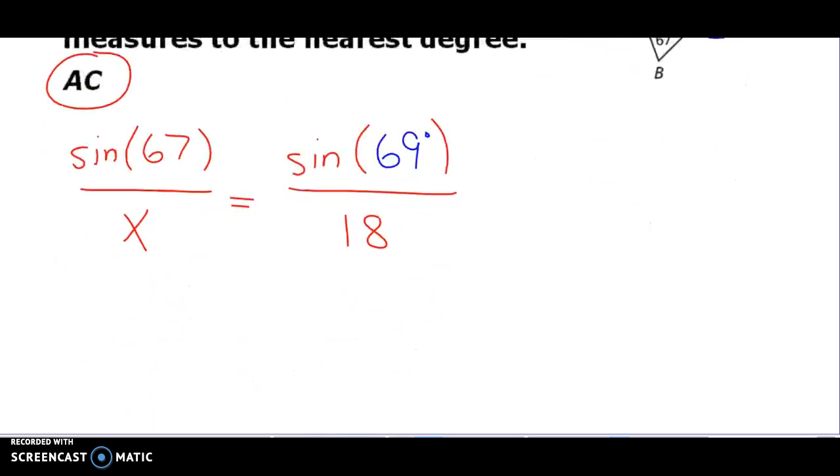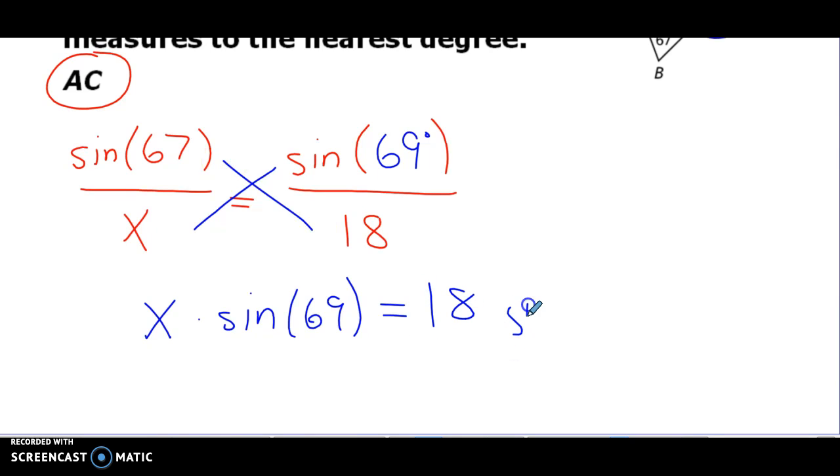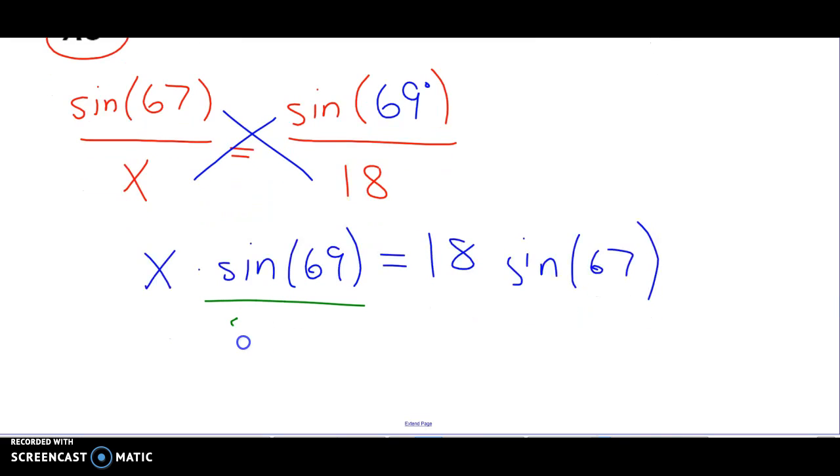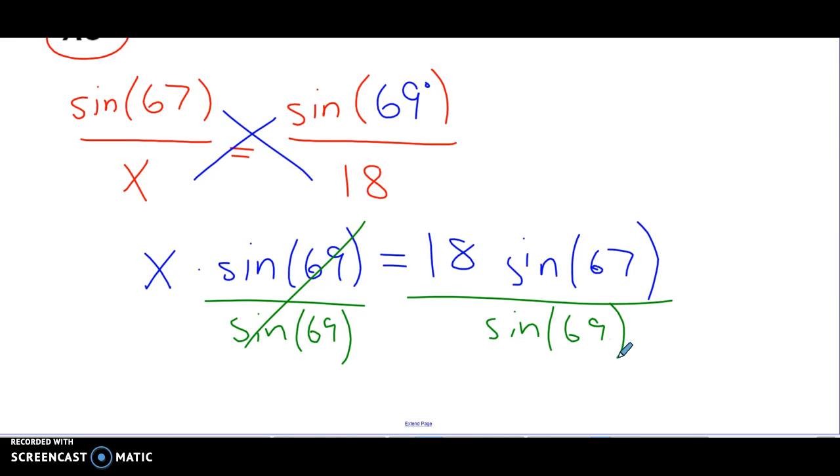So this is the way we would set it up, and then we cross multiply. X times sine of 69 is equal to 18 times sine of 67. What am I dividing both sides by? Sine of 69. Sine of 69, that gets the x by itself. So you should have typed in your calculator 18 times sine 67 divided by sine of 69, which I'll trust you, what does it give you? 17.7. Is it 0.7? Yep. Is that what you all got? Yeah. 17.7. Is that an angle or is that a side? That's a side, AC.